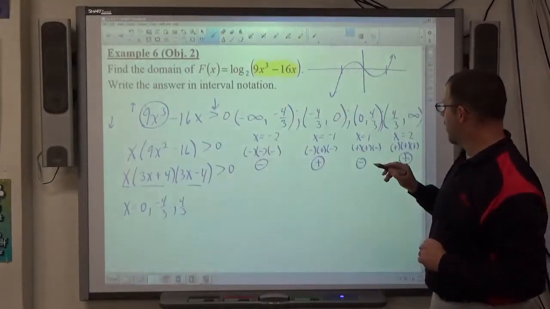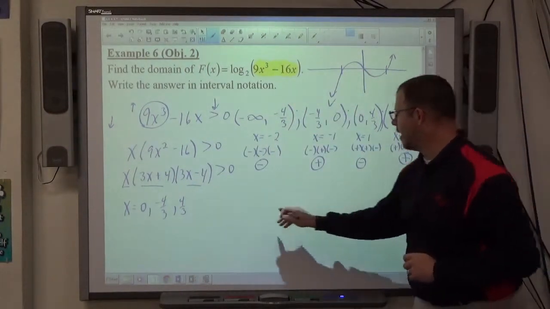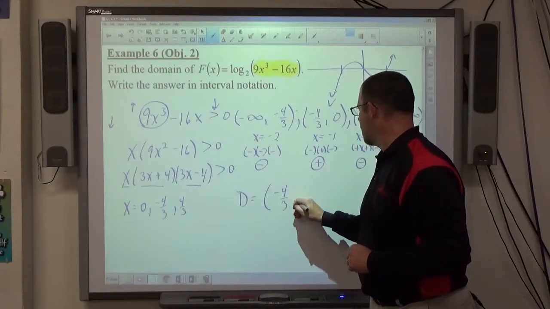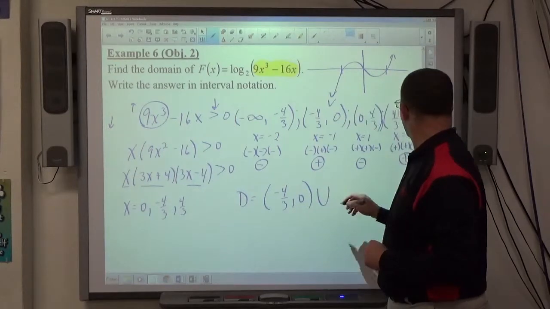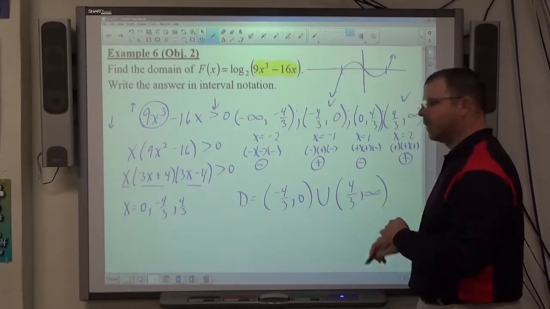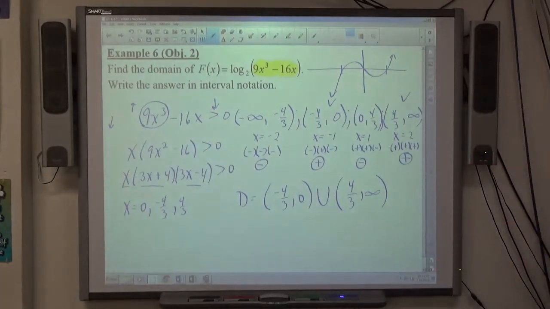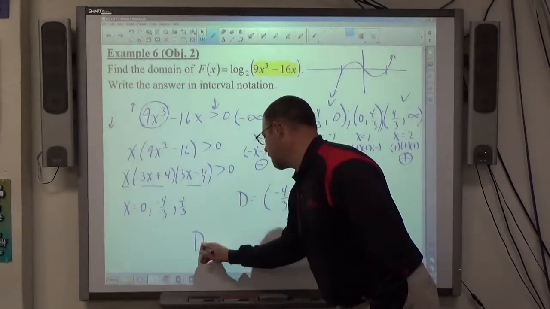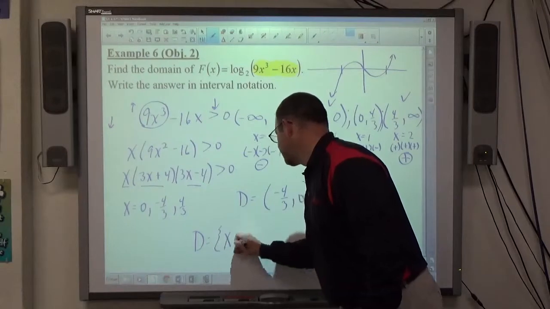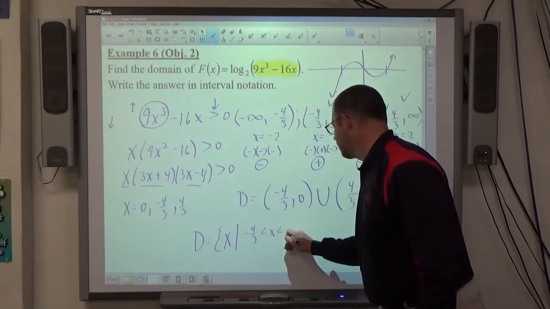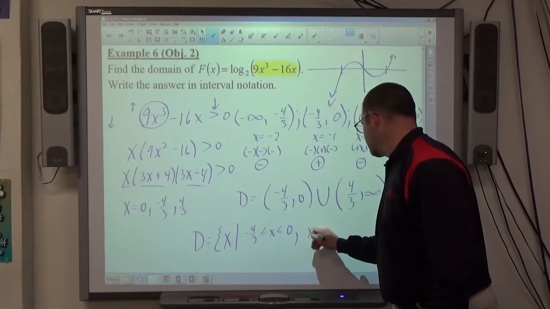Okay, what we want is greater than 0, so the two that we care about are this one and this one. So our domain for this one would be negative 4/3, comma 0, union with 4/3, comma infinity. And again, write the answer in interval notation. That's the easiest way to write that. The set builder notation for this is the domain equals the set of all x such that negative 4/3 is less than x is less than 0, comma, x is greater than 4/3.